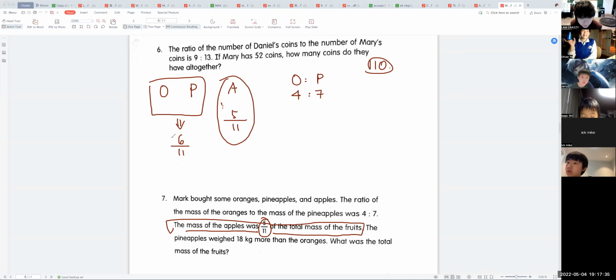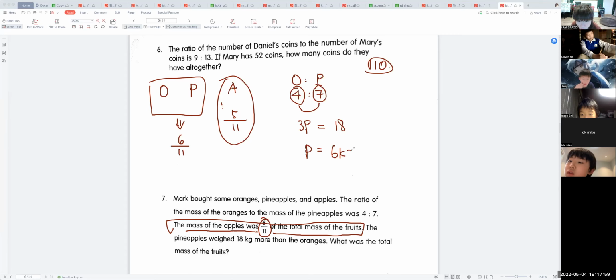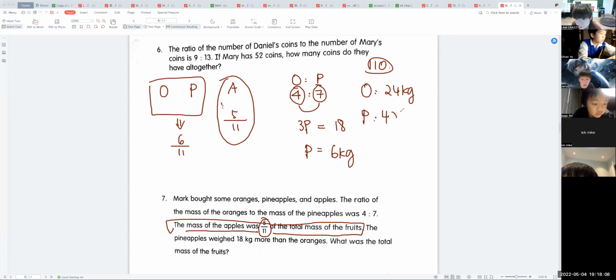Okay, so let's take a look at this one. The pineapple weighs 18 kilograms more than orange. The ratio is 4 portion and 7 portion. So this 3 portion equals 18, so 1 portion equals 6 kilograms. That means orange has 24 kilograms, and pineapple has 42 kilograms, right? So altogether, pineapple plus orange equals 66 kilograms.